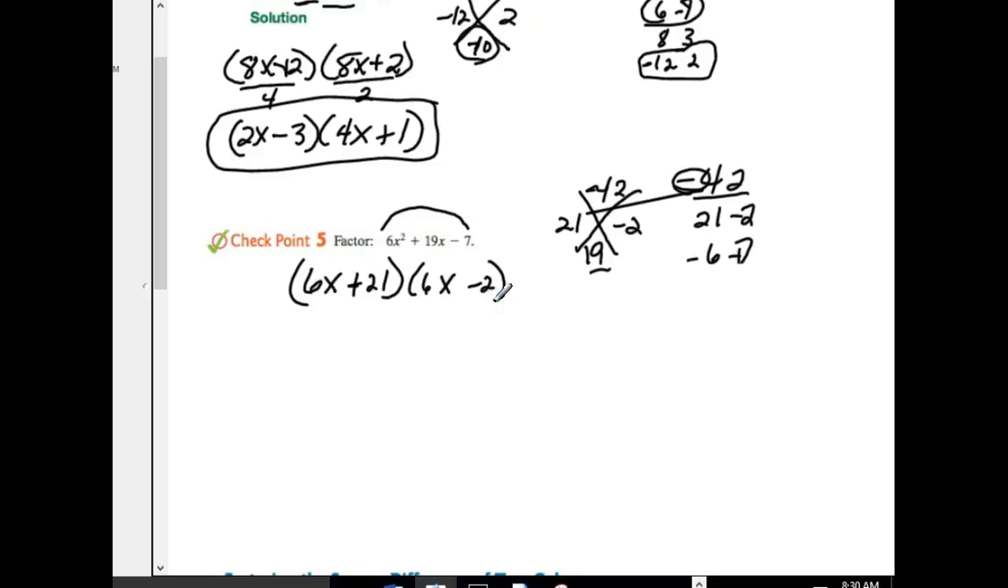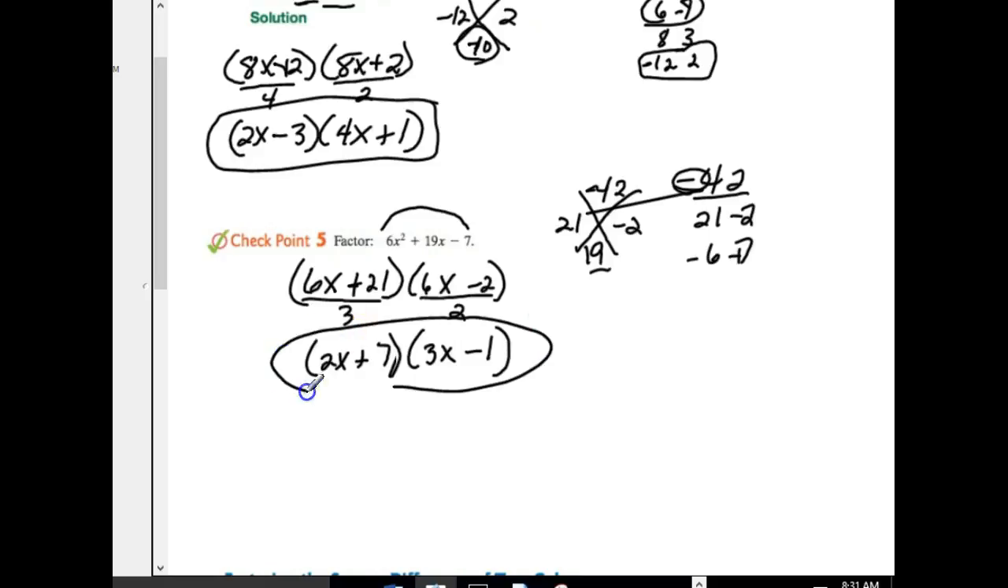other factor. Now, when I do this, again, I'm going to simplify. What is the largest number that'll go into 6 and into 21? That would be 3. So this one is going to break down into 2x plus 7. When I simplify this one, both of these are divisible by 2, which ends up being 3x minus 1. And there I have it. There's my two factors. This is a much, much quicker way than many of the other methods have shown you, and I hope this proves helpful to you along the way.